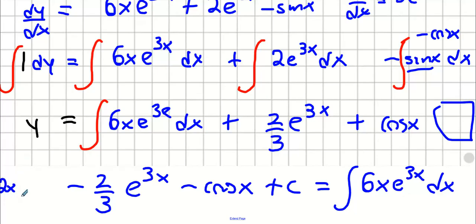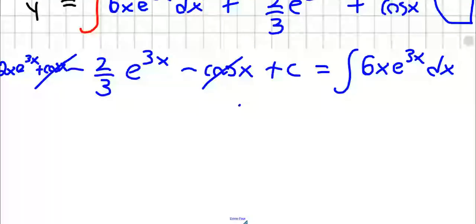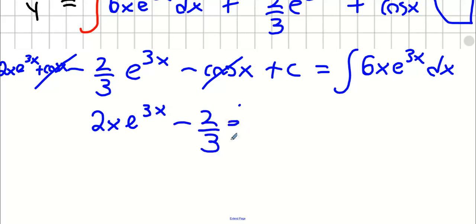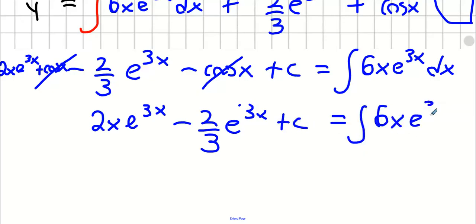Two x e to 3x plus cos x. So what happens to the cos x's? They cancel, don't they? So what's left over then? 2x e to 3x minus 2/3 e to 3x plus c. All of this here. That's our answer. All right.